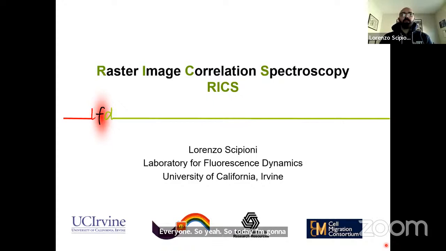Yeah, so today I'm going to talk to you about a correlation spectroscopy technique called RICS. This stands for Raster Image Correlation Spectroscopy. It was started to try and translate what was traditionally done in single point FCS to images, basically.